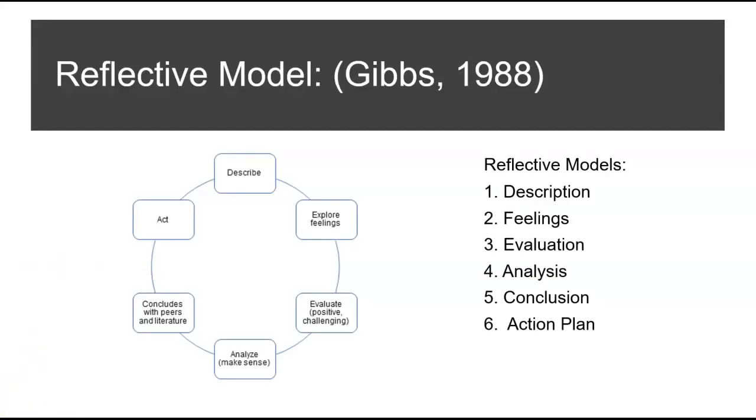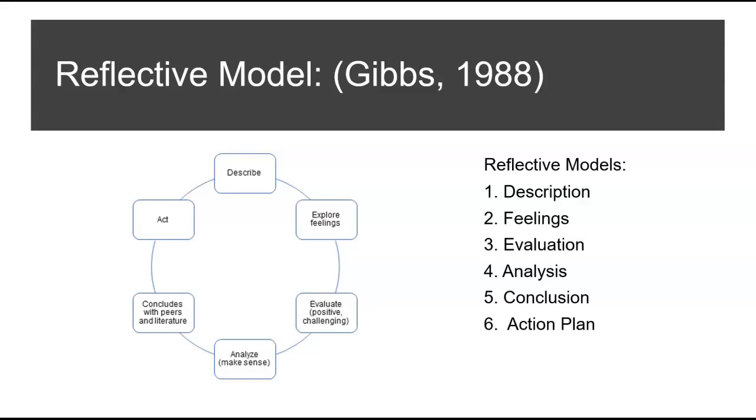So this is a bit of a different reflective model. This is Gibbs' model. We looked at Kolb's last time. So when we look at this model, there's a lot of similarities to it. It just adds a couple of things, but ultimately it's the same.